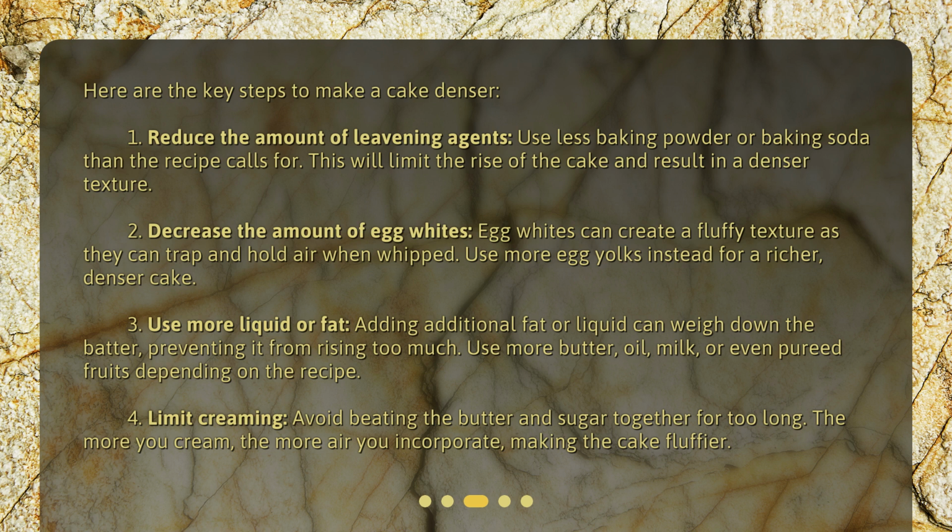2. Decrease the amount of egg whites. Egg whites can create a fluffy texture as they can trap and hold air when whipped. Use more egg yolks instead for a richer, denser cake.